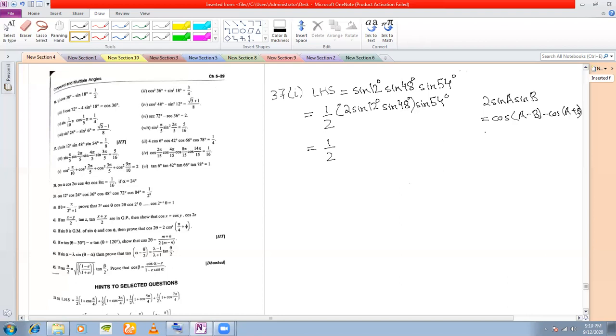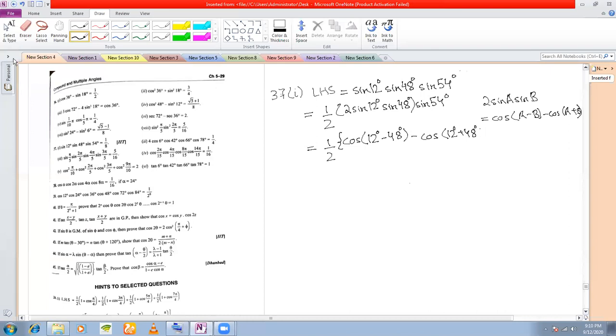So now we shall use here cos A minus B minus cos A plus B. So cos A minus B minus cos A plus B. Okay, into sine 54 remain as it is.